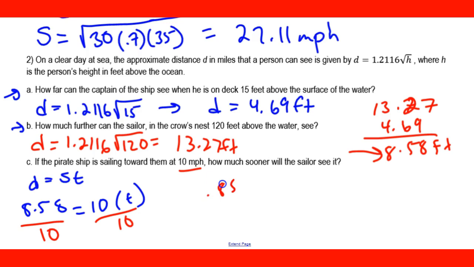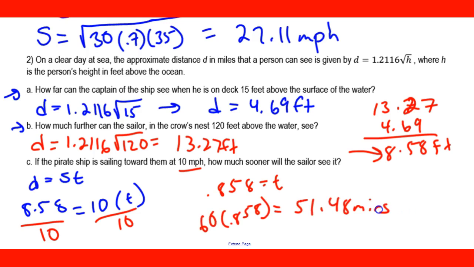When you do that, you get 0.858 equals t. Now, what does that actually mean, guys? If we're talking about time in hours, if I take 60 minutes and multiply that by 0.858, I get 51.48 minutes. It's time.